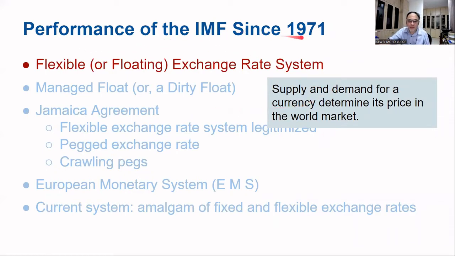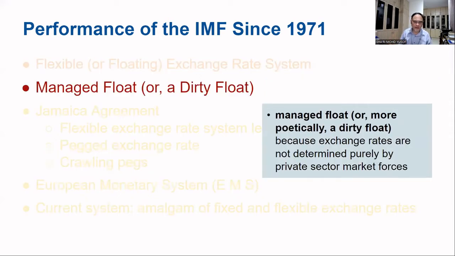So the performance of IMF after 1971, okay, because they have already devalued the US dollar, and then they increased the fluctuation to be around plus minus 2.25%. So we have basically a floating or flexible exchange rate system, okay, where supply and demand for a currency will determine its price in the world market. Okay, so that allows the currency to either move up or move down.